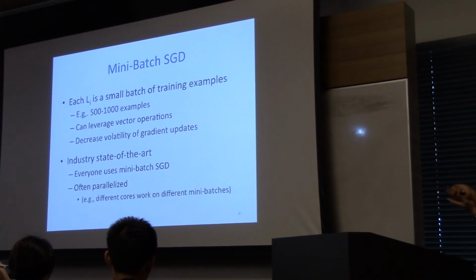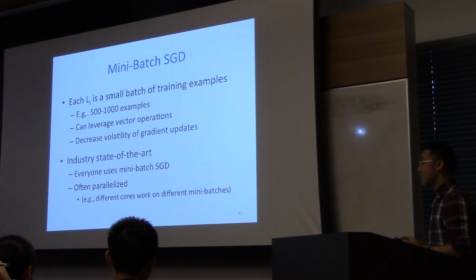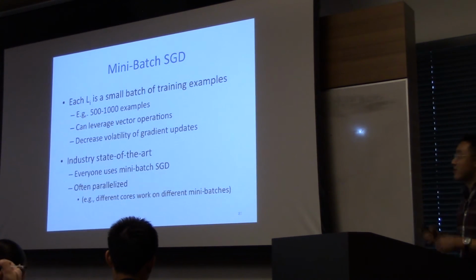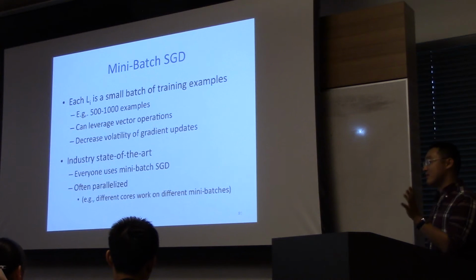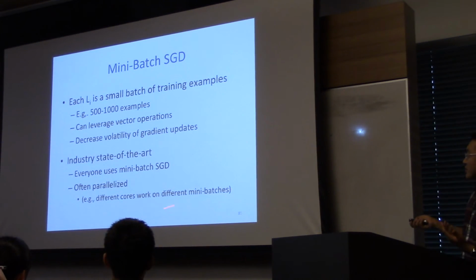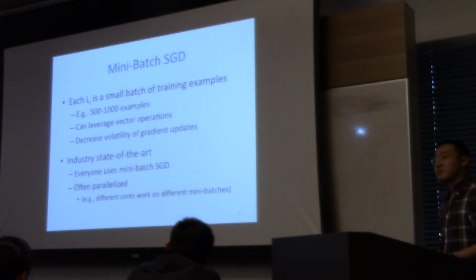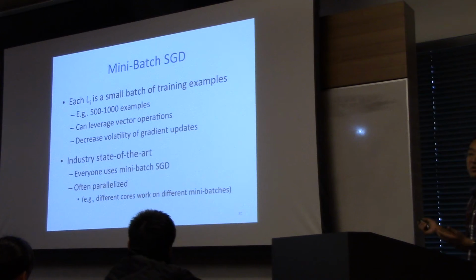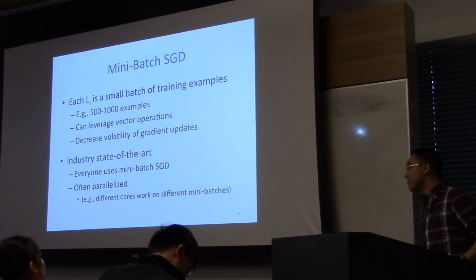So this is actually the industry state of the art. Everyone in practice basically uses mini batch SGD for some batch size. 500 is a good number. It's relatively robust to that. You could try 1,000. It doesn't make too big a difference typically. And you can often parallelize this. If you have a multi-core machine, different cores work on different mini batches, and they aggregate information. If you download any machine learning platform, chances are this is what's implemented in the gradient descent software.